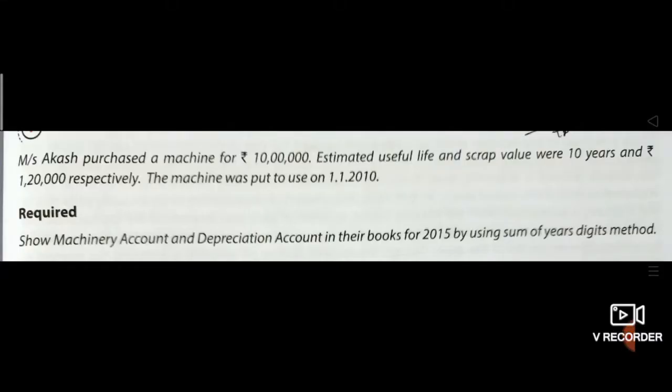Now see this second problem. Mrs. Akash purchased a machine for rupees 10 lakhs. Estimated useful life and scrap value were 10 years and rupees 1,20,000 respectively. Means estimated useful life is 10 years and scrap value after 10 years is 1,20,000. The machine was put to use on 1st January 2010. Show machinery account and depreciation account in the books for 2015 only by using sum of years digit method.